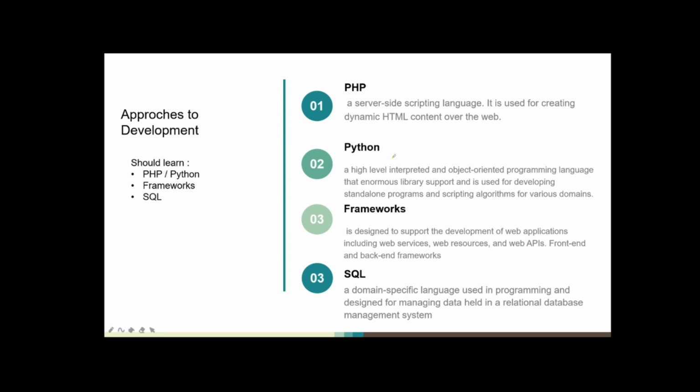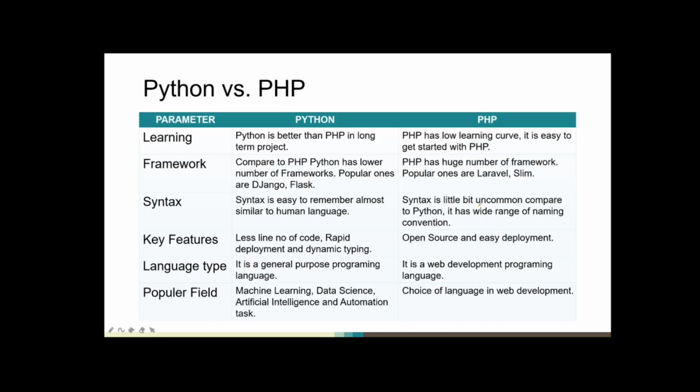For the SQL, since it is a domain-specific language used in programming, we might need this in order for us to design for managing data for our relational database management system. Python has grown in the field of CGI scripting, and in a few years it has become one of the most widely used programming languages for web development. Whereas PHP, on the other hand, is actually new to web scripting.